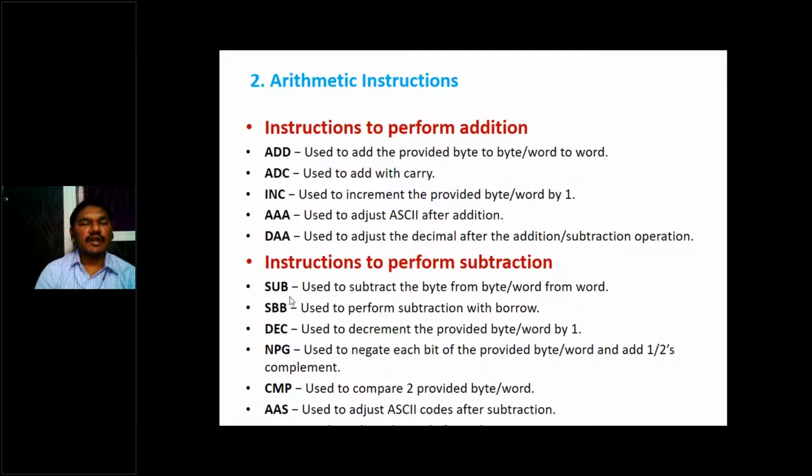Next, subtraction. SUB is used to subtract a byte from a byte or a word from a word. SBB is subtract with borrow. DEC, decrement, means subtracting by 1. Next, CMP is used to compare two bytes or two words. Comparison again means subtraction of two values only.